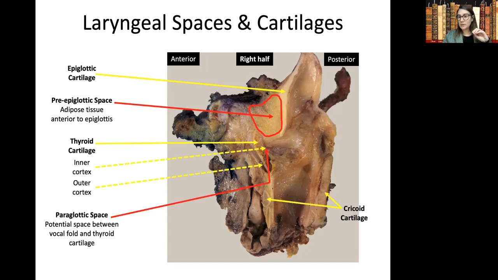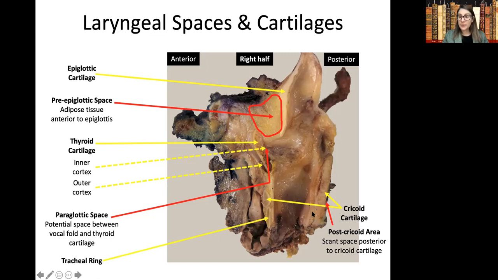Here we see the cricoid cartilage, again with its narrow anterior lamina and its wide posterior lamina. And the post-cricoid area is again that scant or potential space posterior to the cricoid cartilage, which may be invaded by anterior tumors that wrap around or by the rare posterior tumor. Don't forget the first tracheal ring, just inferior to the cricoid cartilage.